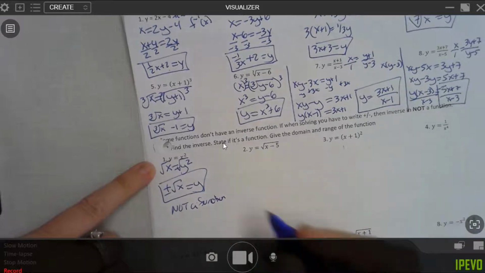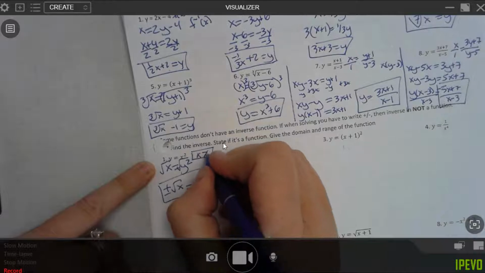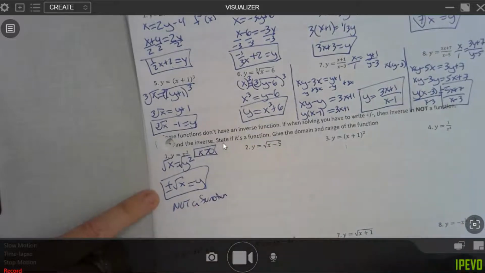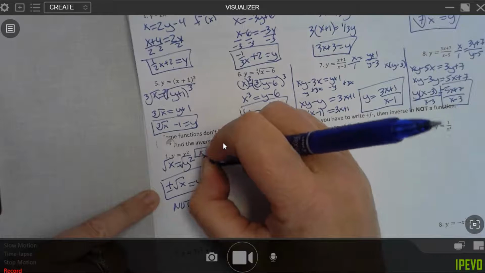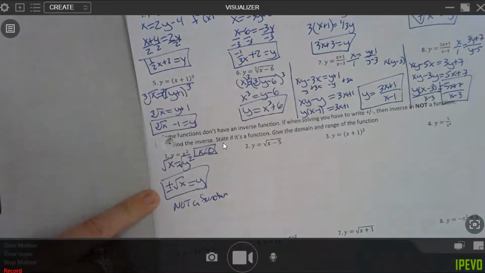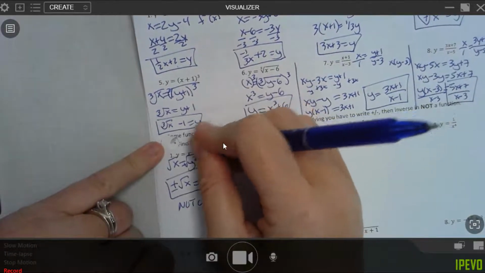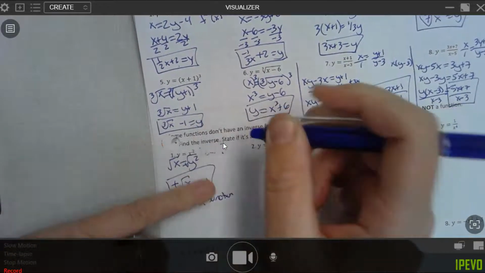So what typically happens is that you'll see a domain back here saying like x is greater than 0. That would mean you'd keep the positive square root. Or if it said x was less than 0, then you'd keep the negative square root on the problem. But since it said neither of these, it's just not a function. So you can restrict the domain to make it a function.